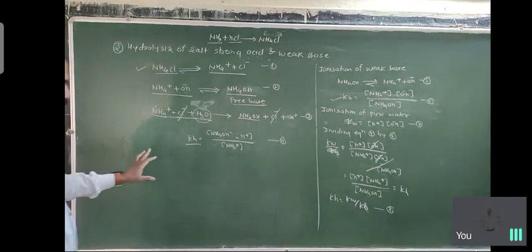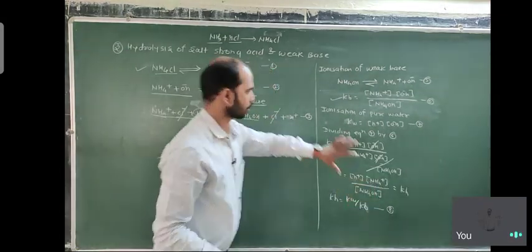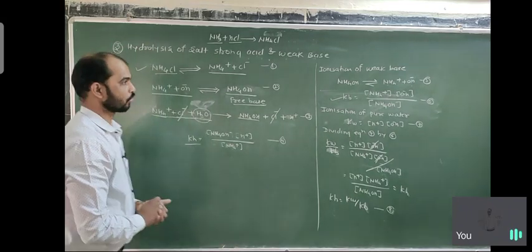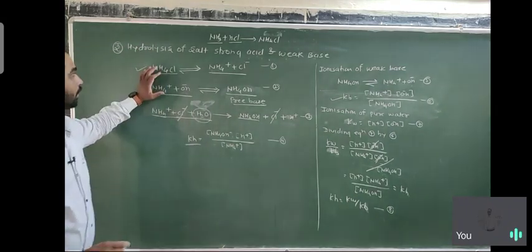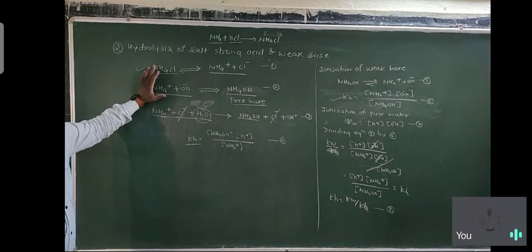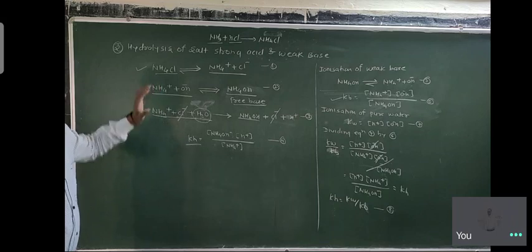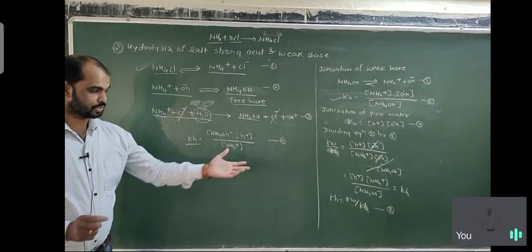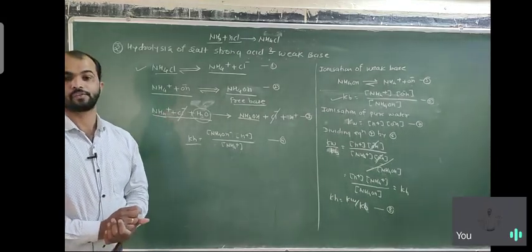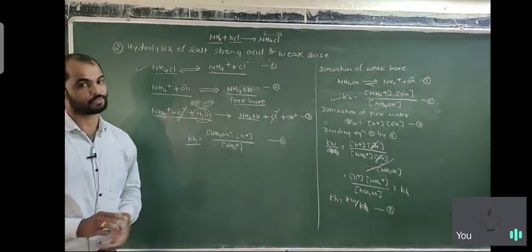Okay, so here KH is equal to Kw upon Kb. This is the hydrolysis constant of a strong acid and weak base. So KH is equal to Kw upon Kb. Using this we can also calculate the value of h, the degree of hydrolysis. So we are going to calculate the degree of hydrolysis.